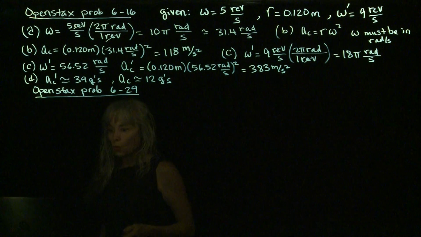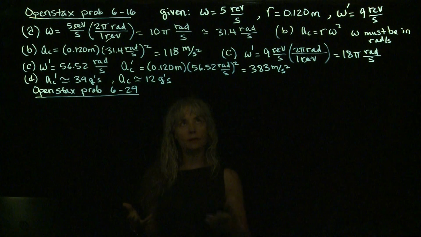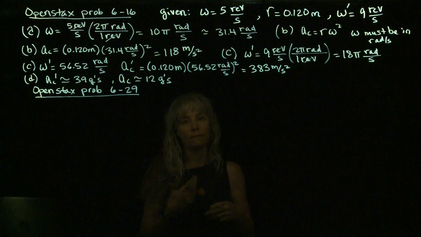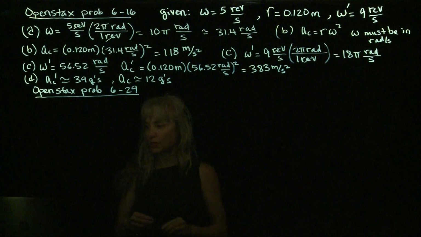A asks, what is the angular velocity in radians per second? So in part A, we want to take this angular velocity and we'll want to convert the units to be radians per second instead of revolutions per second.